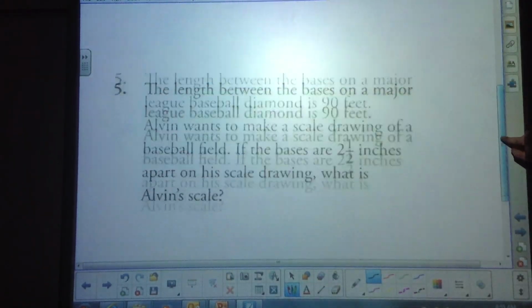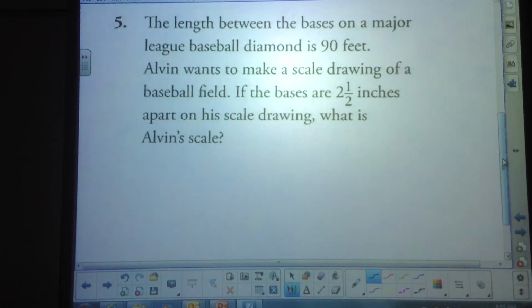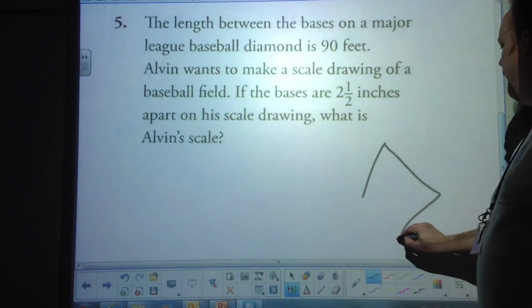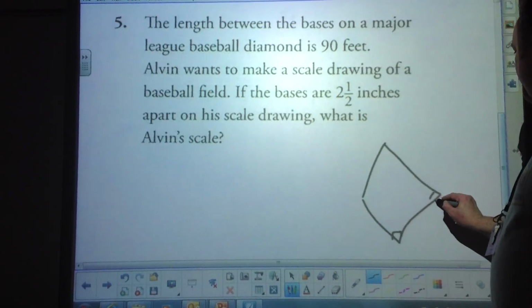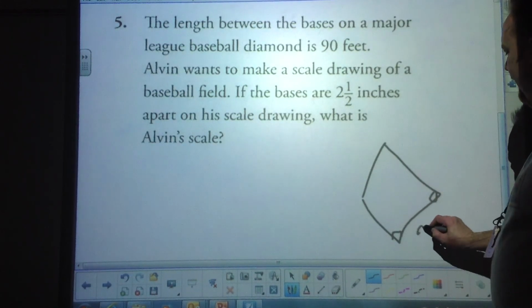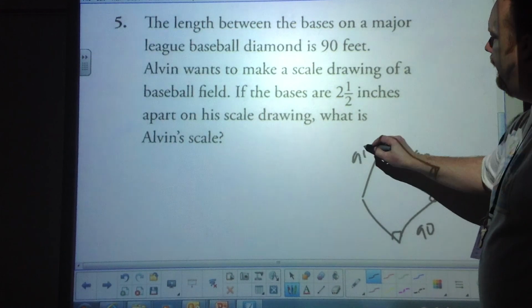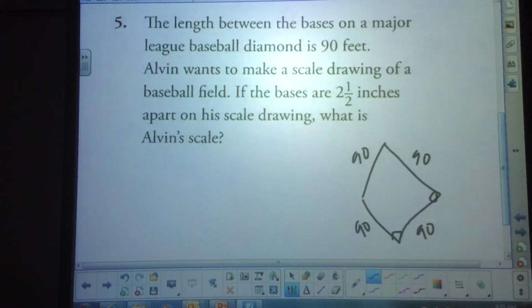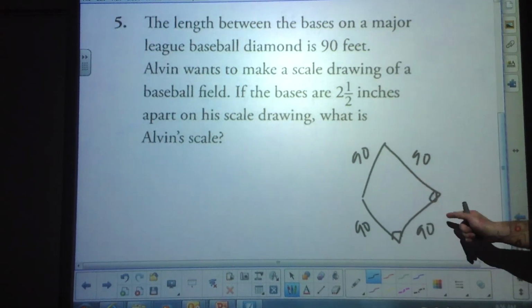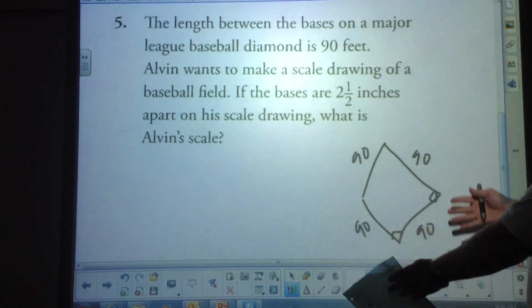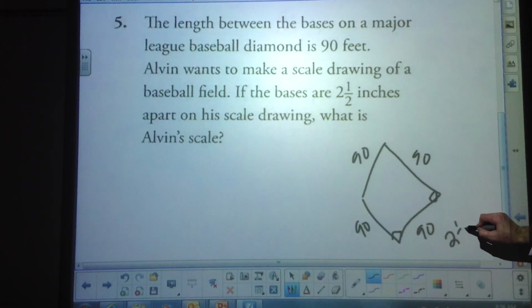Number 5 is asking you, the length between the bases on a major league diamond is 90 feet. So if you want to draw a picture here, most of us are familiar with baseball, even though maybe we don't like it. The distance between first base and home plate is 90 feet, and this is 90, and this is 90, and this is 90. Alvin wants to make a scale drawing of a baseball field. If the bases are 2.5 inches apart, so in other words, if we're looking at a map of the baseball field, and this is actually 2.5 inches apart, we want to know what is his scale. In other words, we want to set it equal to 1 inch equals however many feet.